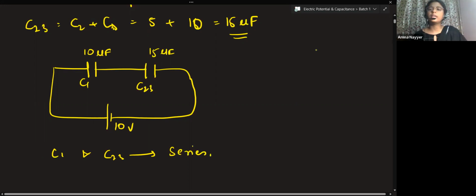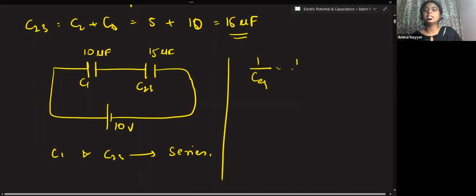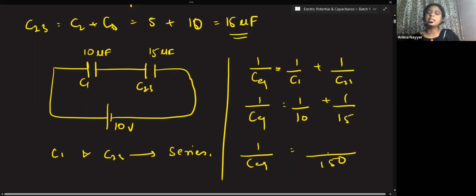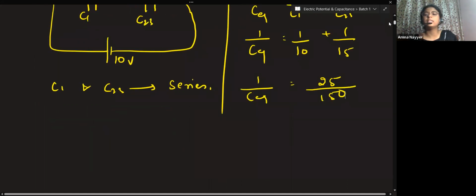Now in series, how do we take the net capacitance? 1 by C equivalent will be 1 by C1 plus 1 by C23. C1 is 10, so 1 by 10 plus 1 by 15. So 1 by C equivalent becomes, 150 is the LCM, 15 plus 10, this is 25 over 150. So C equivalent is simply 6 microfarad.